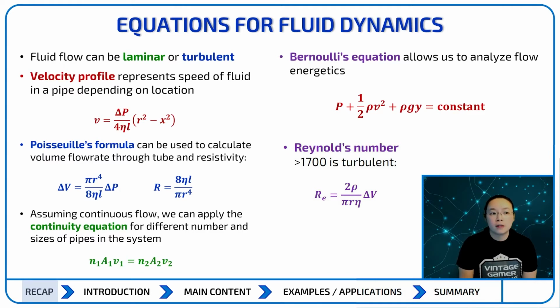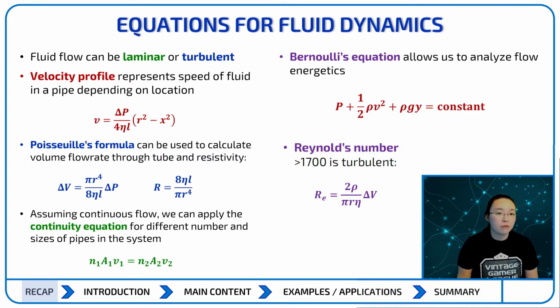In terms of equations for fluid dynamics, these are the main ones that you should remember from the previous lecture. First of all, we know that any type of fluid flow can be laminar, which is smooth, or turbulent, which is basically rough or chaotic.